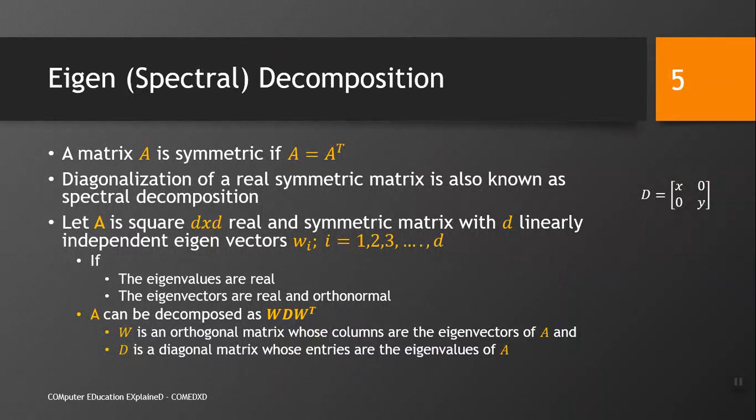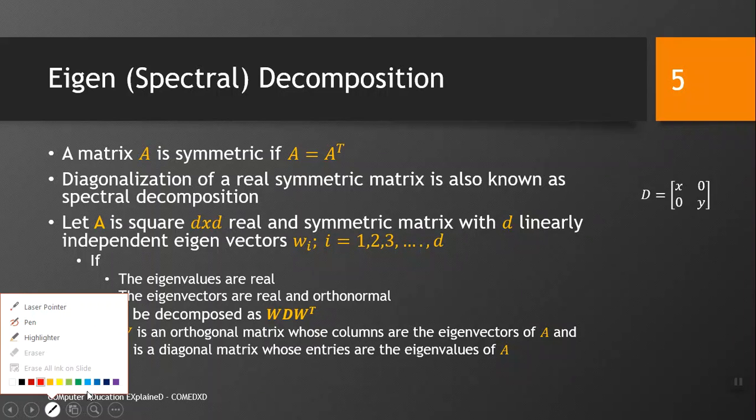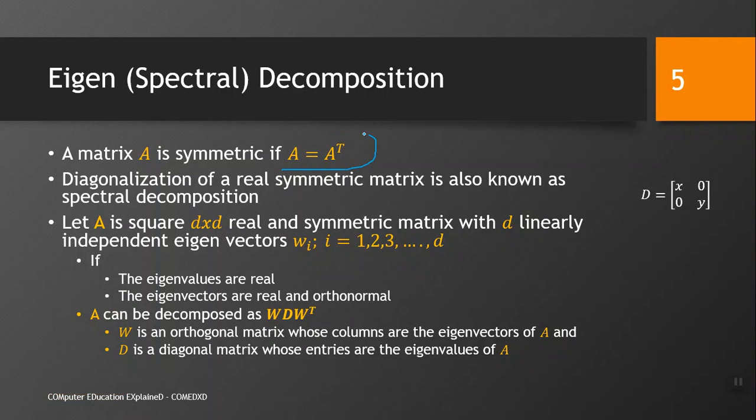Let us say that we have a matrix A which is a symmetric matrix, then it would only be symmetric if it is equal to its own transpose. So, if a matrix is equal to its own transpose, it is a symmetric matrix. Then there is concept number 2, which is diagonalization of a real symmetric matrix, which is also known as the spectral decomposition, right? And then there is a third point, which is that A is a square matrix of rank D cross D, which is real and symmetric matrix.